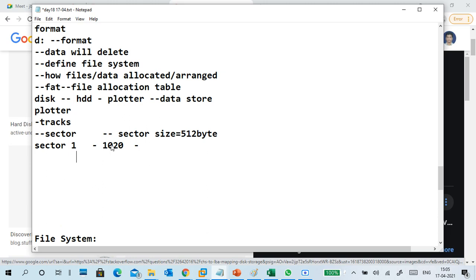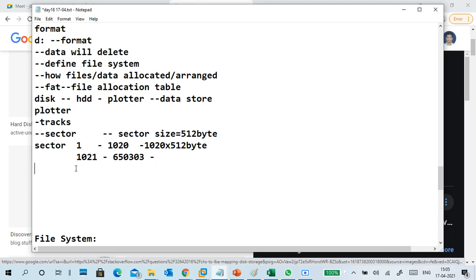Next one is 1021 to maybe 65032. You can take any number, no problem. So this is one partition. Like that we can get. For example, 1 to 120. So almost 120, right? 120 into 512 bytes is the size of that partition. It follows like that only.